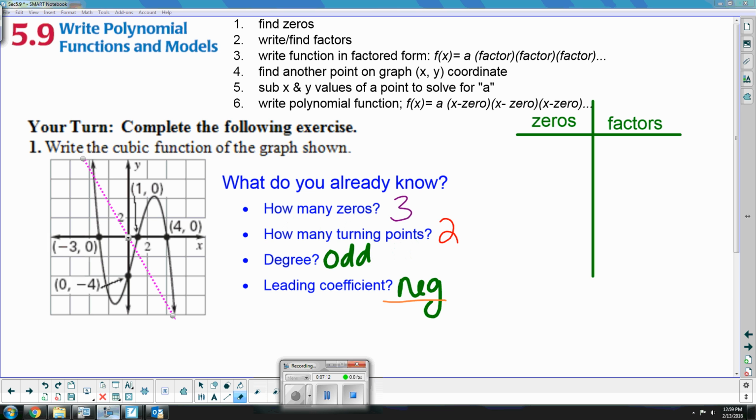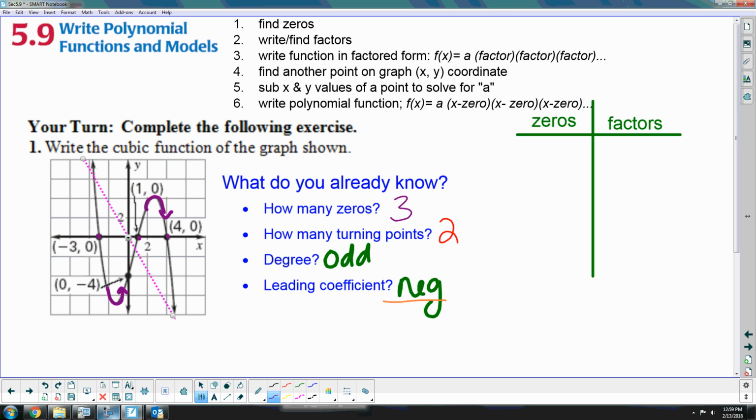All right, our first step is to identify what we know. So how many zeros do we have? Well, we can see on here 3 zeros. 1, 2, 3. How many turning points? Here's 1 turning point. Here's another turning point. That's 2 turning points. The degree is odd.